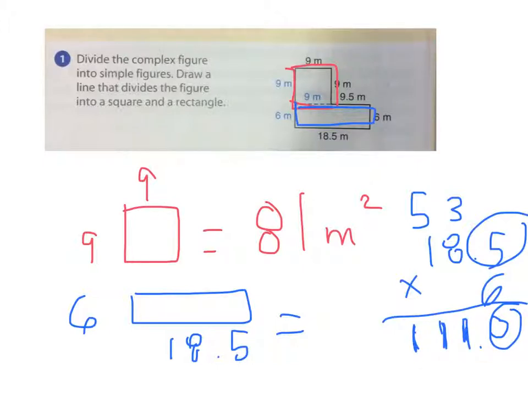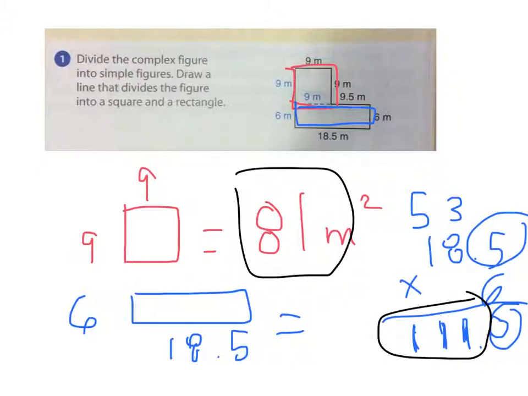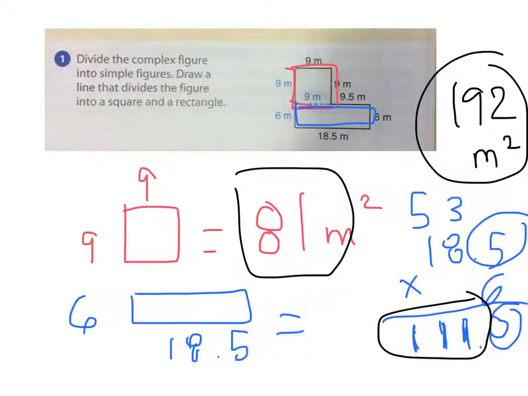So how can I find the total area of this playground? What do I need to do? Well, then you have to add the 2 areas. I add 81 plus 111. So I add this number plus this number. And what do I get? The total area is 192 square meters. Very good. Are we done solving this problem? No. What do we still need to find?